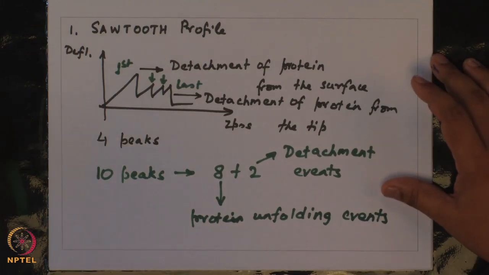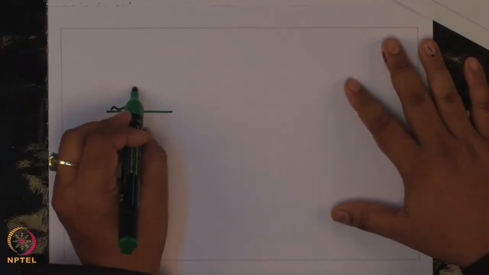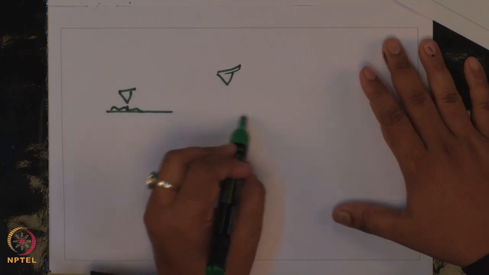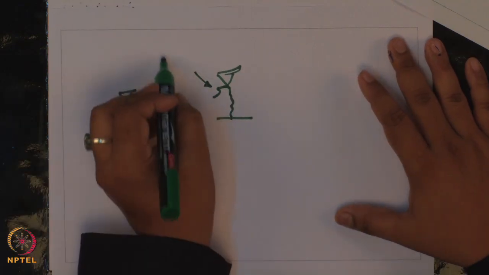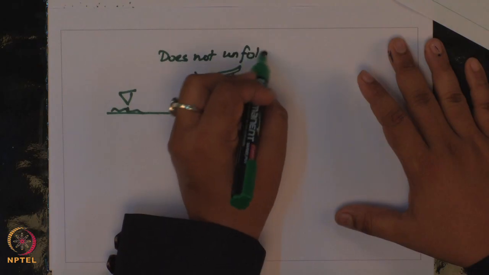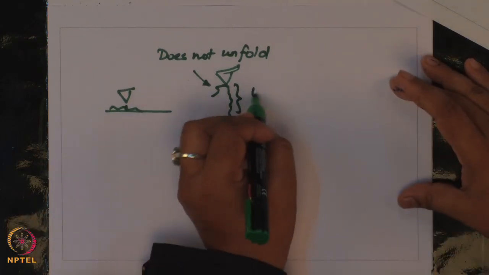But it is not necessary. For example, let us say you did this pulling experiment and you got 8 peaks, but it is not necessary that you will always get 8 peaks. The reason, which I explained in the last class, is that when your protein is adsorbed, you have no control over where your tip hits the protein. Once the tip starts going up, you will have an overhanging portion that does not unfold. Only the segment which is being stretched unfolds.